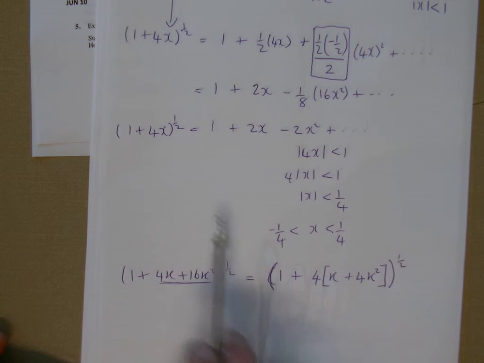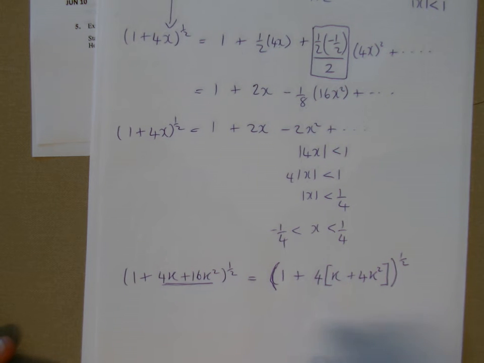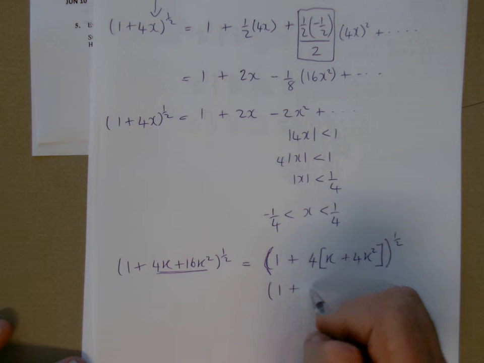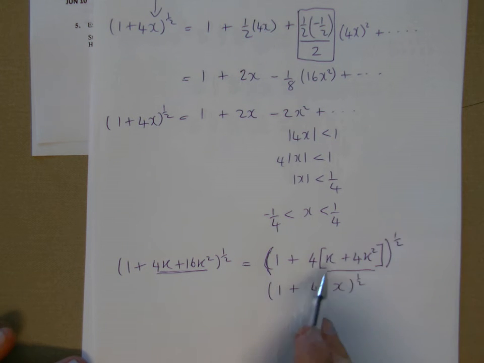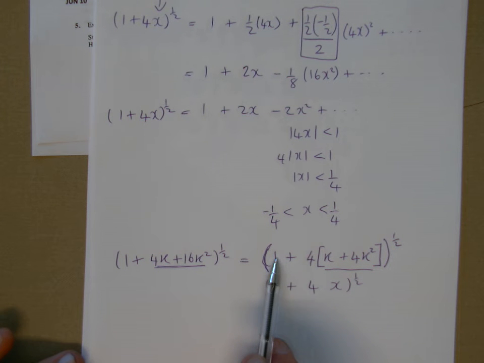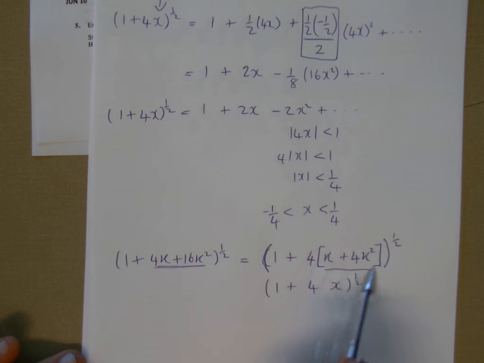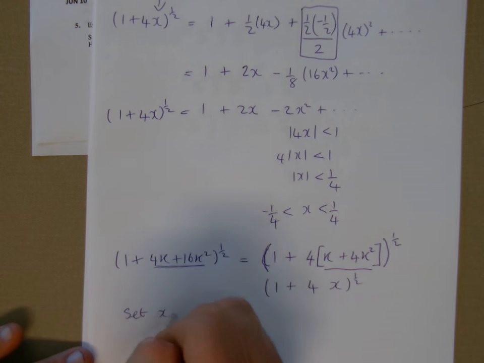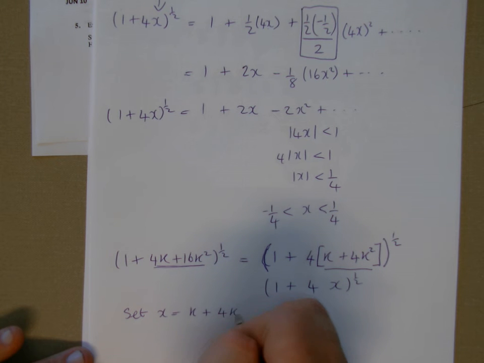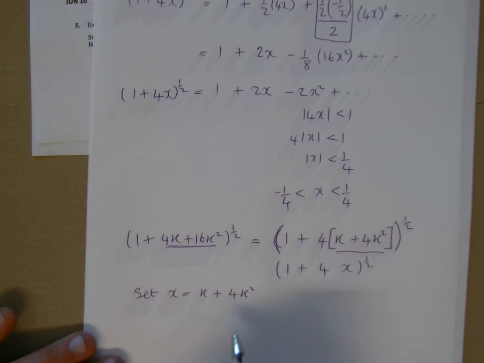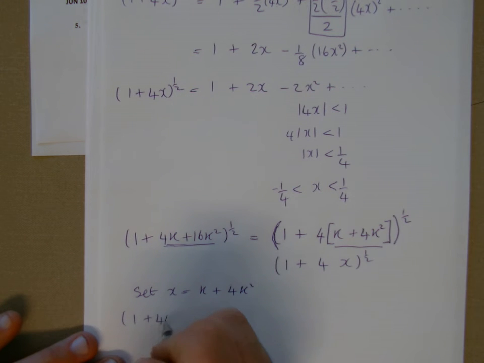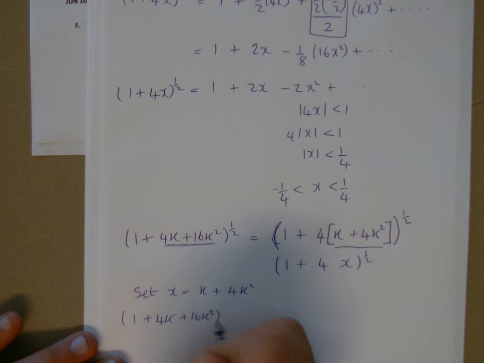Now what I want you to realise is that this is just like what I've got above. This is like 1 plus 4, and my x is now this double term here. So I've made these equivalent, I've made them the same. So all we need to do to get my result is set x equal to k plus 4k squared in this expansion. So then we can say that my result for (1 + 4k + 16k squared) to the power half is what I've got here.